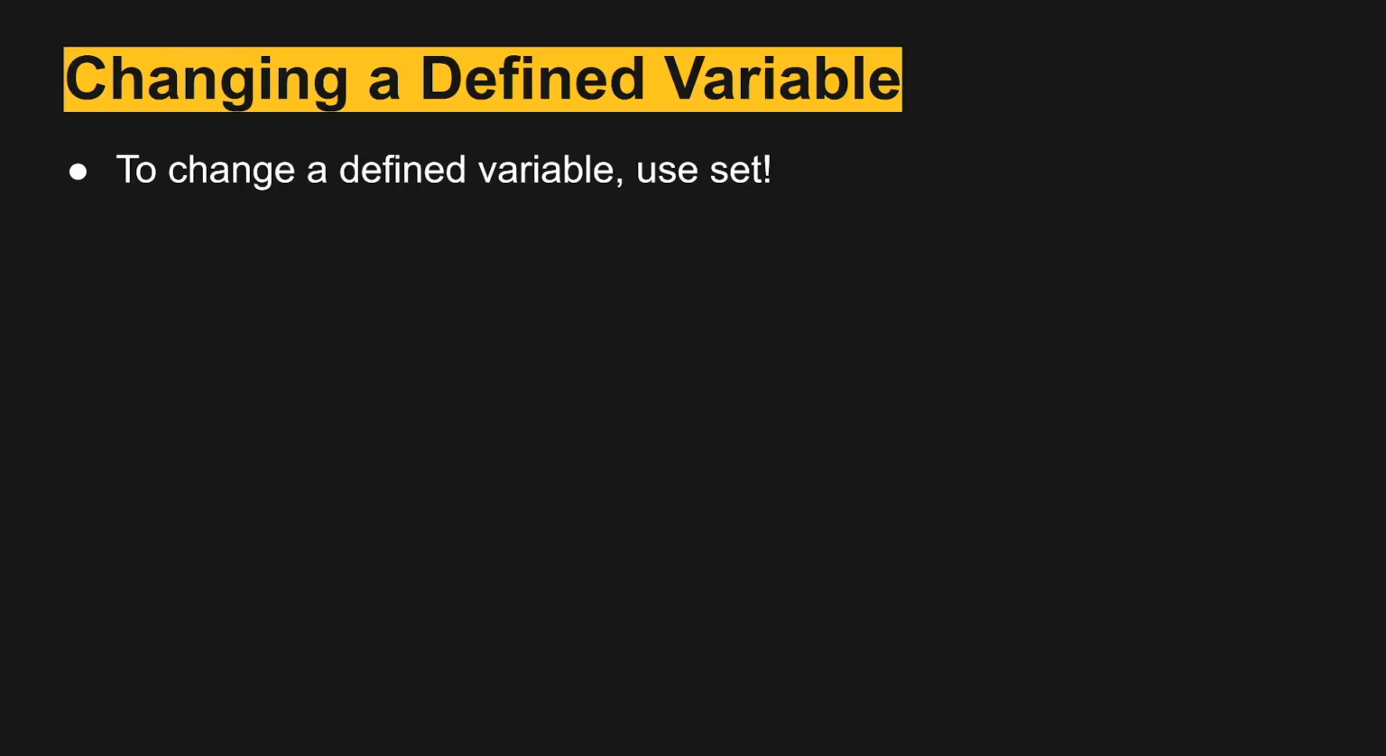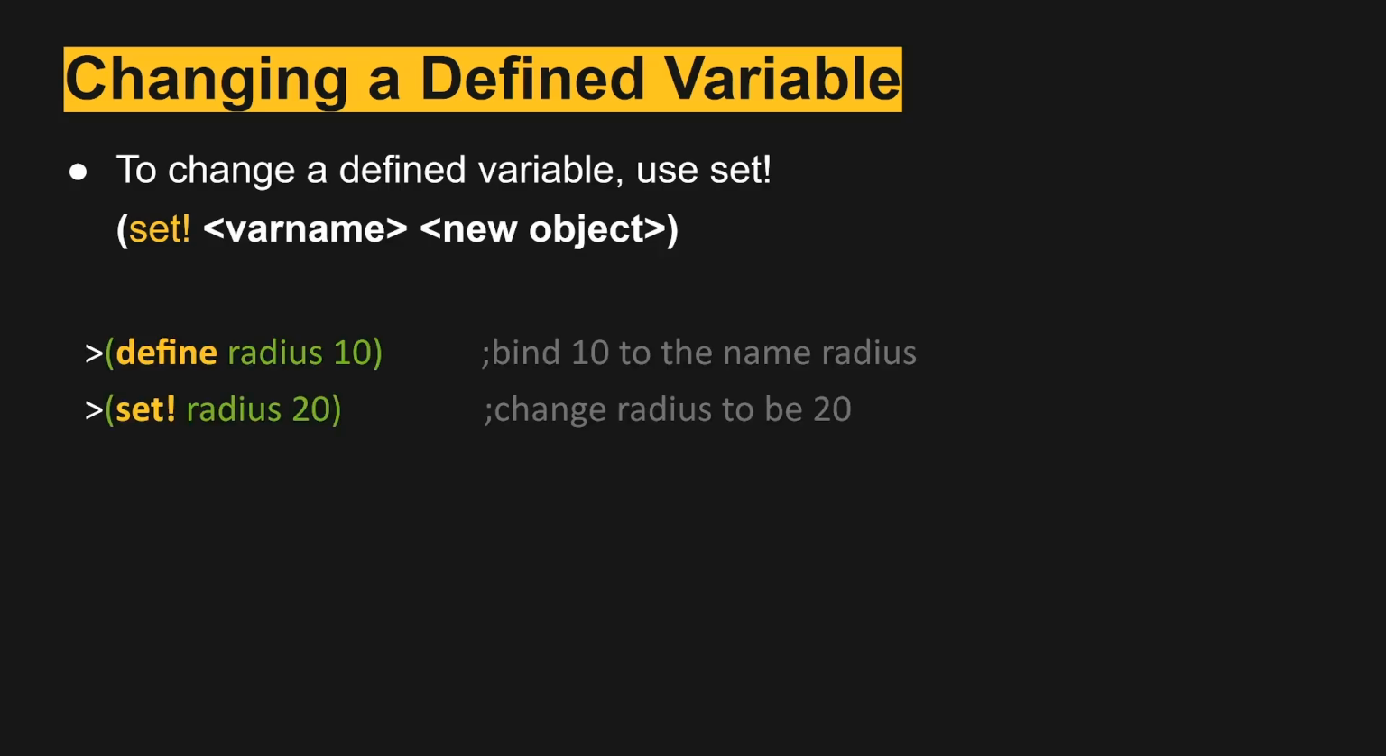If we want to change a variable after it's been defined, we can use the set keyword, set. So we use set with this exclamation mark, and the exclamation is used to denote that the function being executed will mutate the variables that are coming in. So if we define radius again, and then we do set radius 20, it changes the radius to be 20.